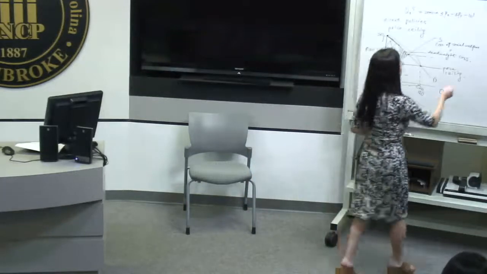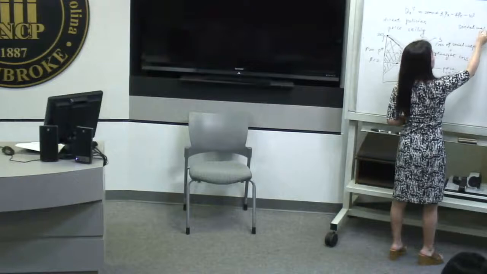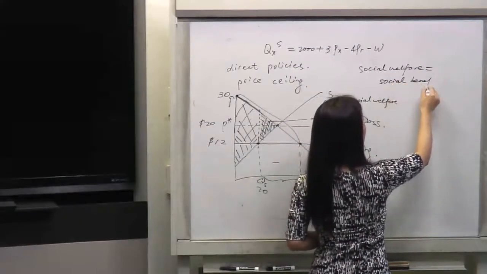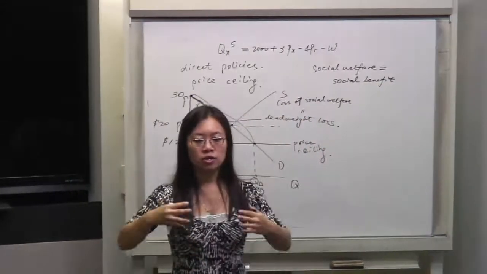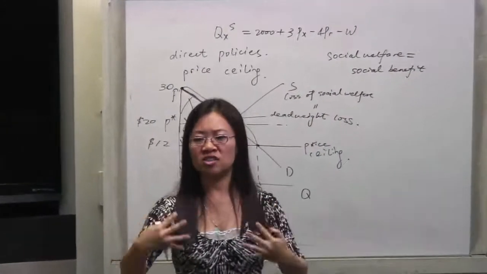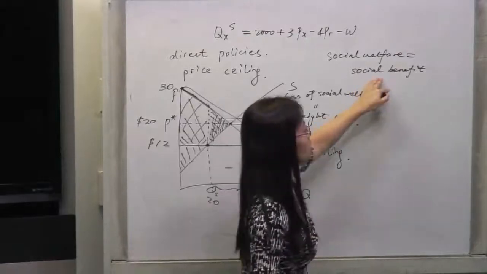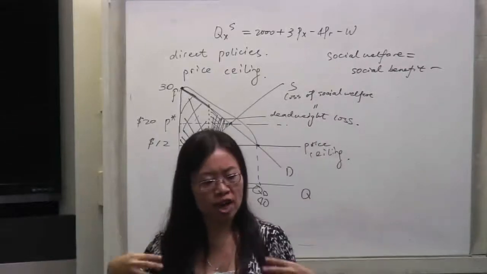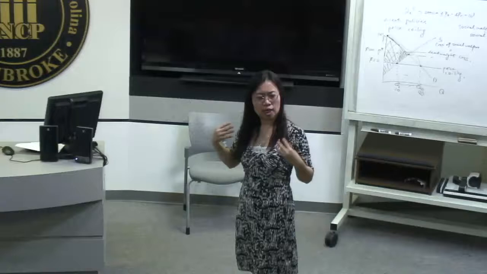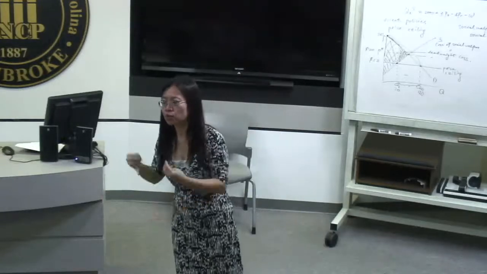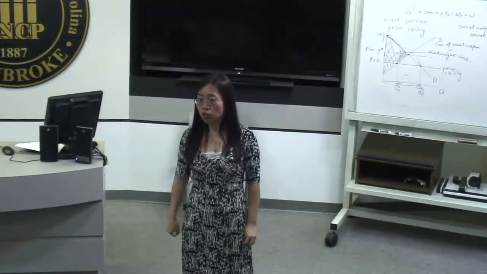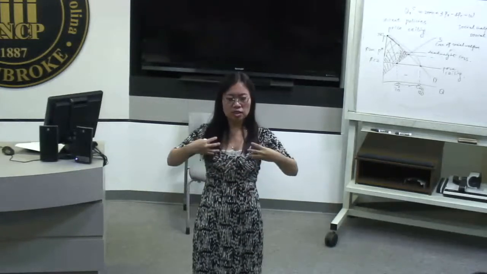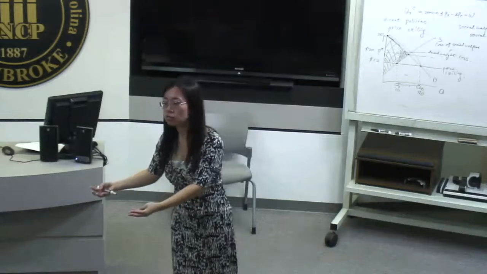So social welfare is equal to the social benefit, as we call it, which is the consumer's gain, the satisfaction from consumption. That is what we call social benefit. But in order for us to gain that benefit, that satisfaction, the good has to be produced, right? So the cost for this gained satisfaction is just the cost of producing it.